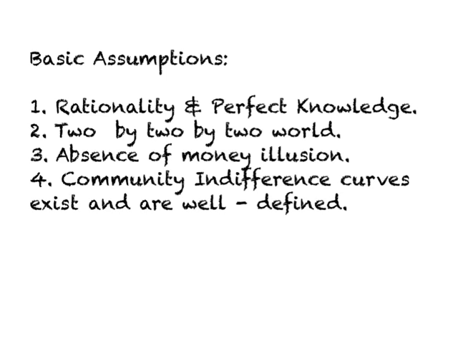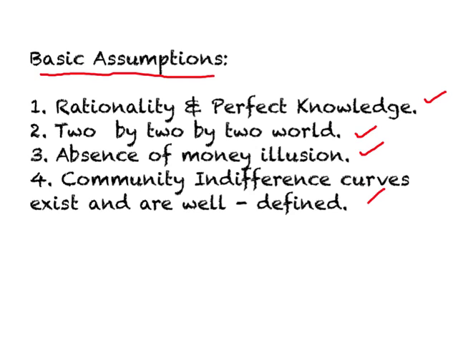We are working our way through basic assumptions that we need in order to understand international trade. And till now what we have done is we have worked through four assumptions. The first one being rationality and perfect knowledge. The second one being we are looking at a 2 by 2 by 2 world. The third assumption is absence of money illusion. And the fourth assumption is community indifference curves exist and are well defined.